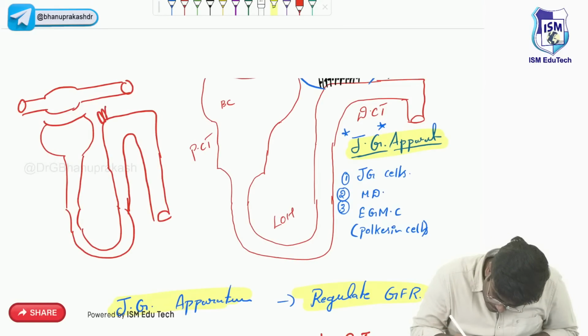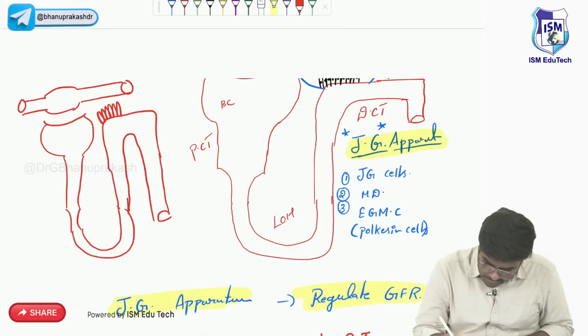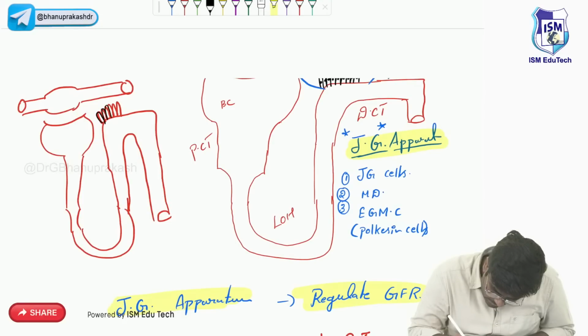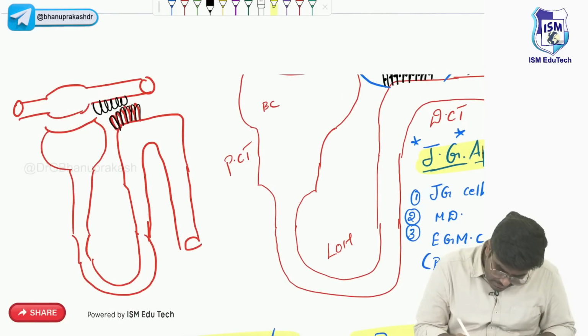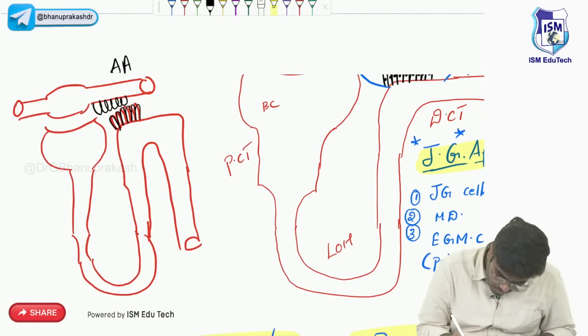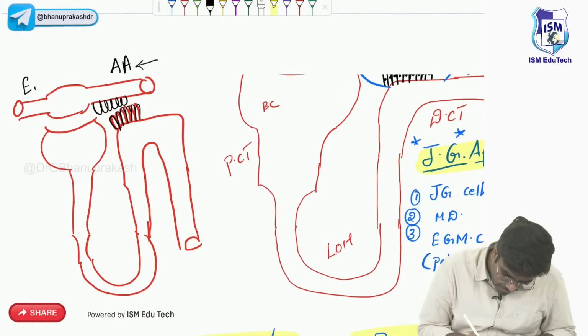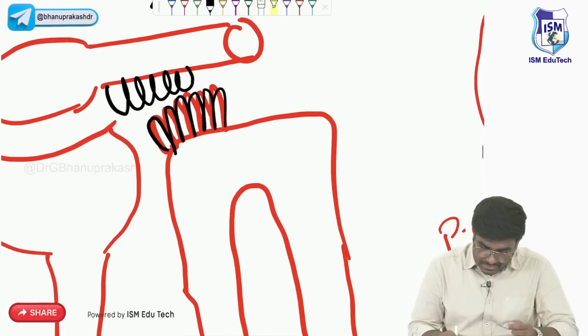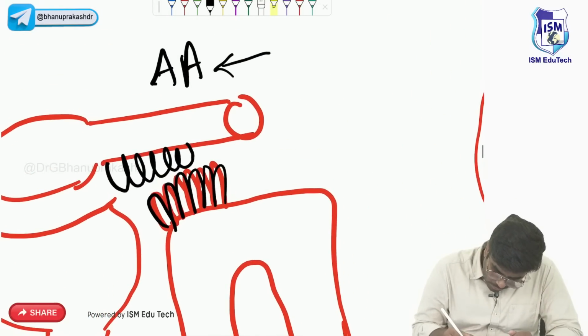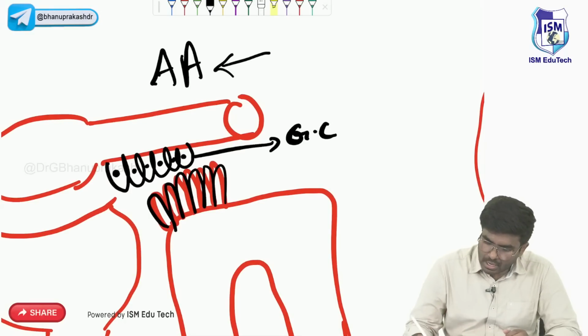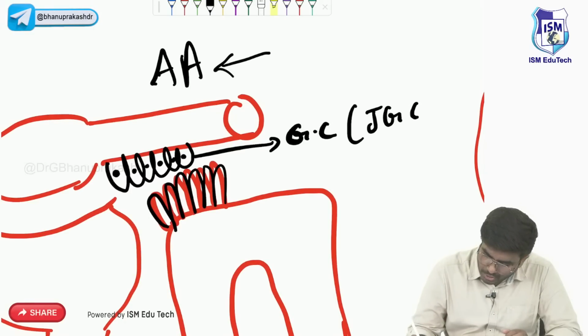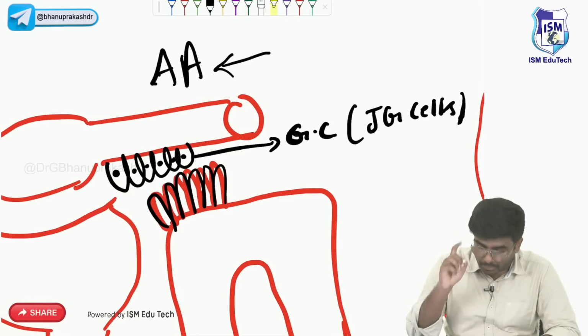Now, see here, there is something called the macula densa. Okay, I should show it in black color. This is the macula densa. Here, there are certain cells called granular cells. This is the afferent arteriole. Right now, I am showing you the afferent arteriole from this side. This is the efferent arteriole. Now, please see, on the afferent arteriole there are cells which I am showing you right now. These cells are called granular cells, which are also called juxtaglomerular cells, not apparatus, juxtaglomerular cells.